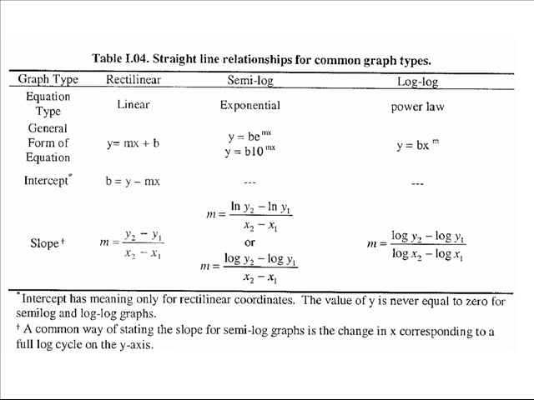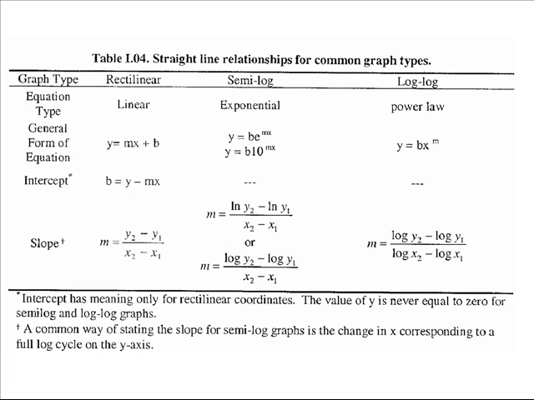This table shows the straight line relationships for common graph types. There are three common graph types that we'll see in this class: the rectilinear, the semi-log, and the log-log. The rectilinear is the one that we know as having x and y being an even scale. The semi-log is where you have the standard scale on one side and a logarithmic scale on the other.